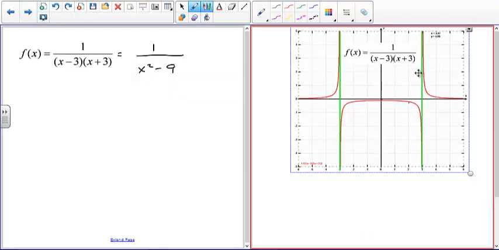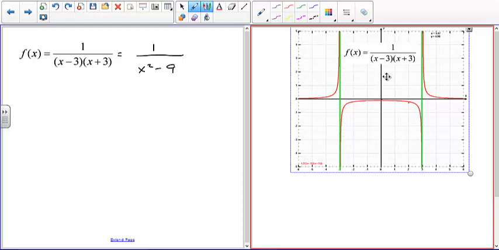So this is what it looks like. Again, you'll notice that the numerator never goes to 0. So I know that this red line, which is the function, never crosses the x-axis. It can approach the x-axis, but it can't cross it anywhere. Here it approaches y equals 0, and here it approaches y equals 0. The interesting thing is that instead of the left-hand side approaching negative infinity, we approach positive infinity.